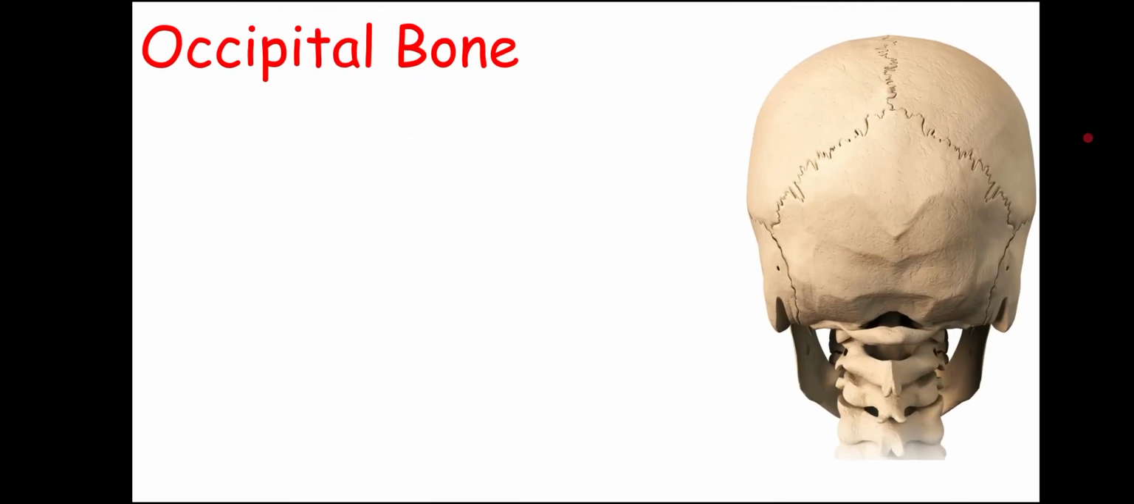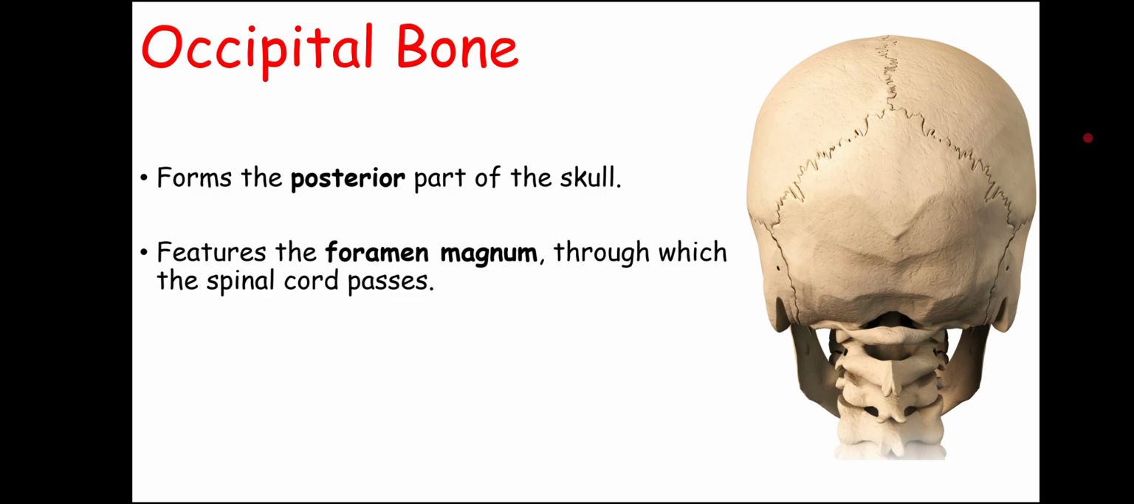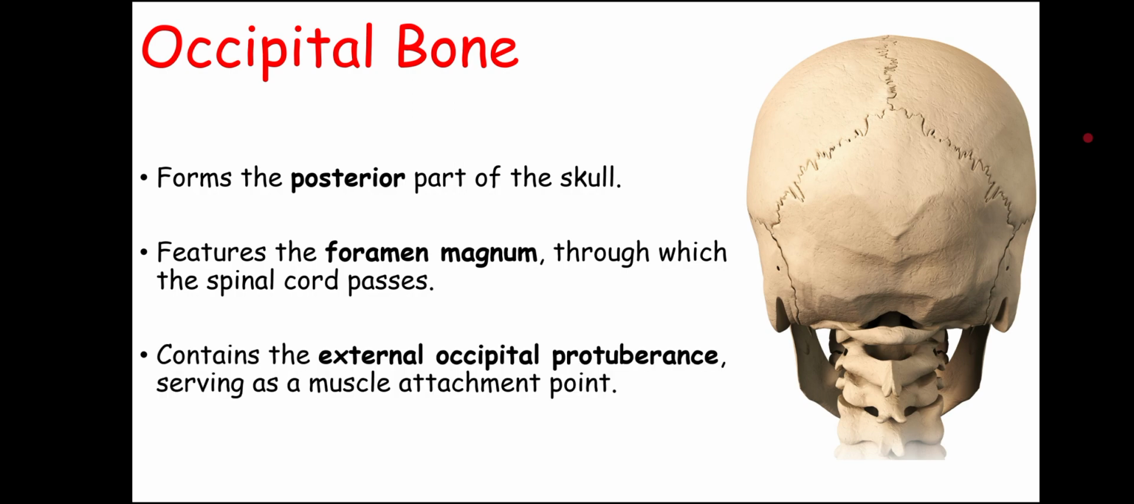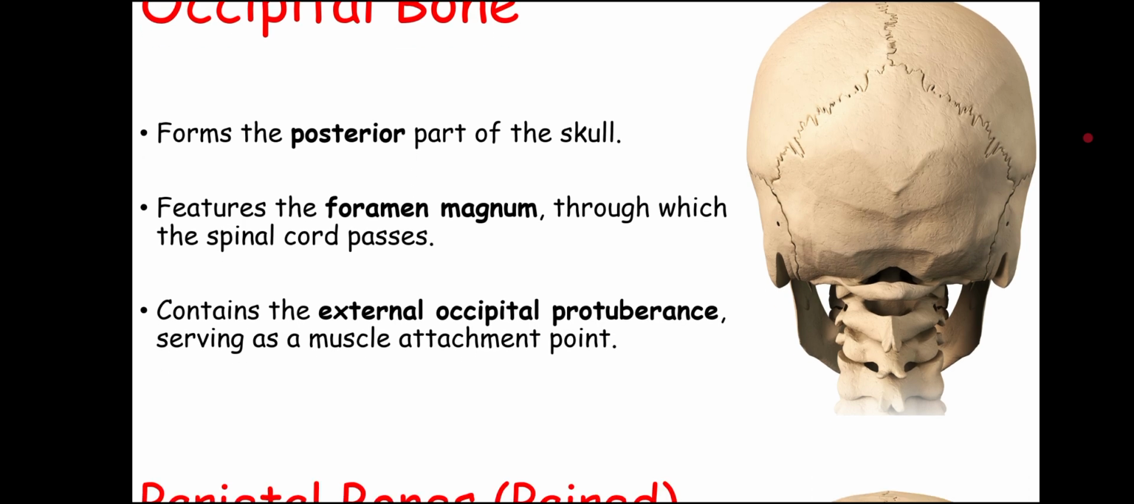First, we will talk about the occipital bone. It forms the posterior part of the skull. Its features include the foramen magnum, through which the spinal cord passes. It contains the external occipital protuberance, that serves as a muscle attachment point.